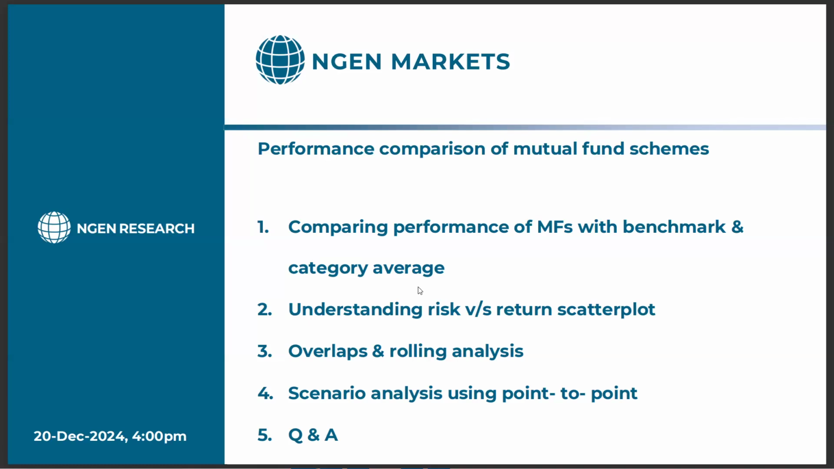Overlaps would let us know the common underlying stocks between every two funds, to what extent two funds have similar portfolios, and rolling analysis would let us know the consistency of each of these funds based on the rolling period that we set in. And lastly, we will be looking at scenario analysis in the point to point tab, which lets us create customized scenarios, customized time periods of our own, and see the returns that could be given by each of these funds. And lastly, the floor would be open for a Q&A session.